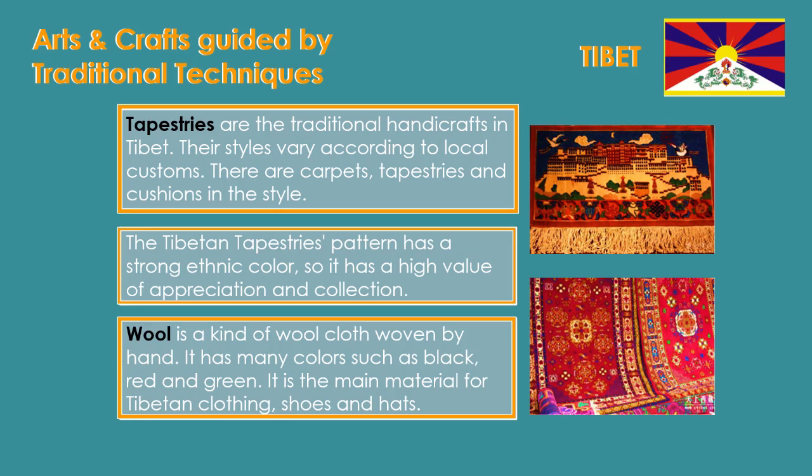They also have wool. Wool is woven by hand. It has many colors such as black, red, and green. Wool is used as the main material for Tibetan clothing, shoes, and hats.